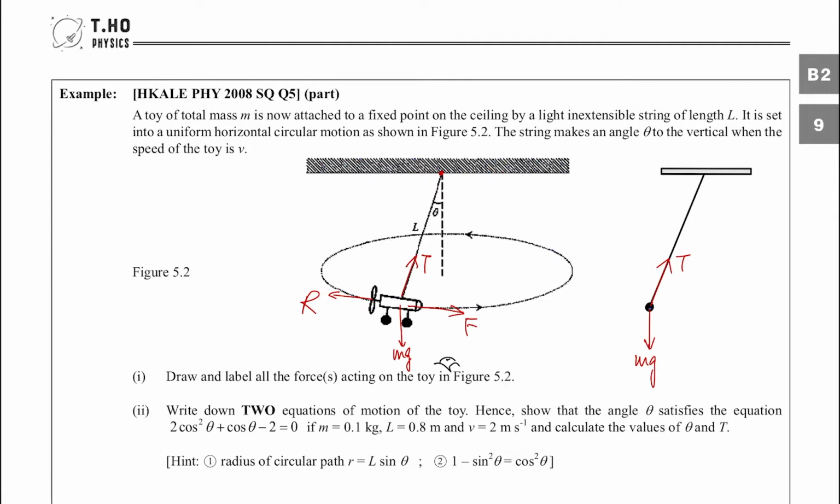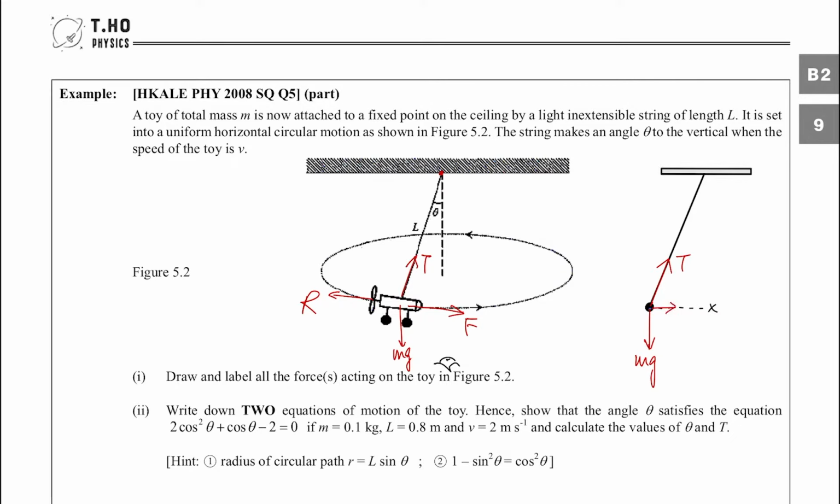Part 2, write down two equations of motion of the toy. Hence show that the angle theta satisfies the equation. So now let's do it part by part. We have to write down two equations of motion of the toy. How can we write down two equations of motion? We can try to consider the circular motion. As a reminder, the toy is undergoing a circular motion about the center, so the toy is going along a circular path like this.